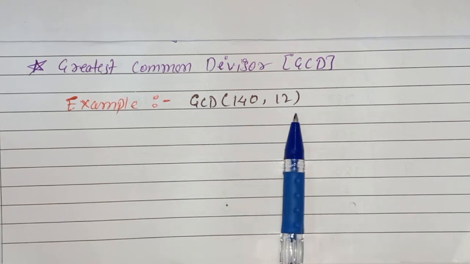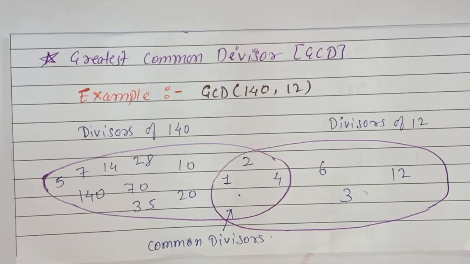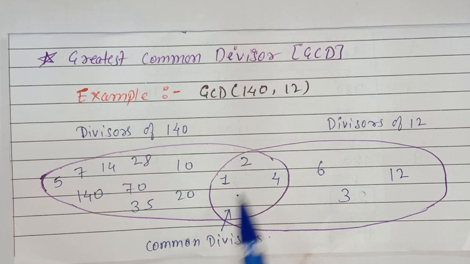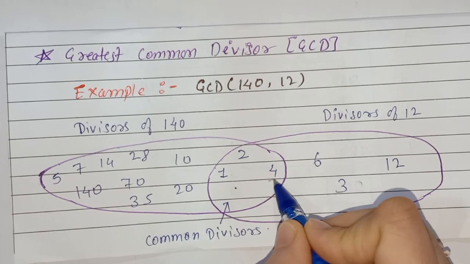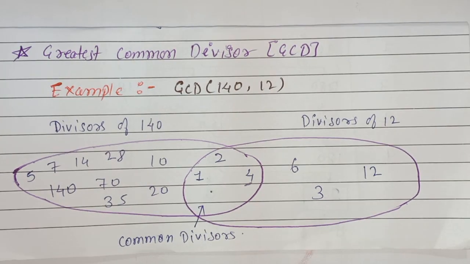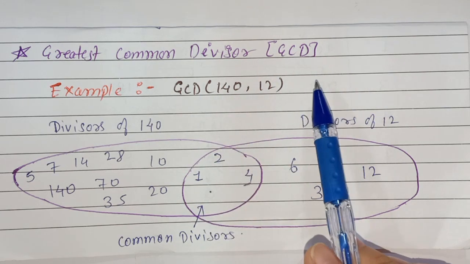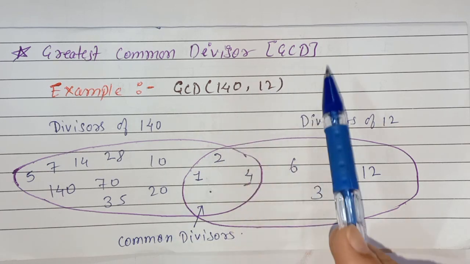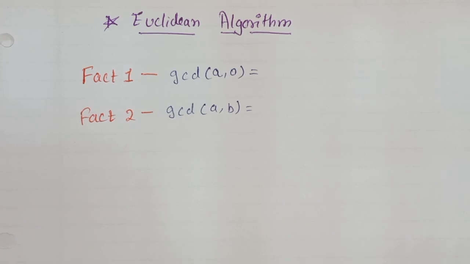So here we have an example of finding GCD of 140 and 12, and here we can see these are common divisors and 4 is the GCD, that is the greatest common divisor of all. Now these are small numbers, so you may find it easy to find the greatest common divisor. But what if the numbers are big? So for that reason, we have the Euclidean algorithm to find GCD.